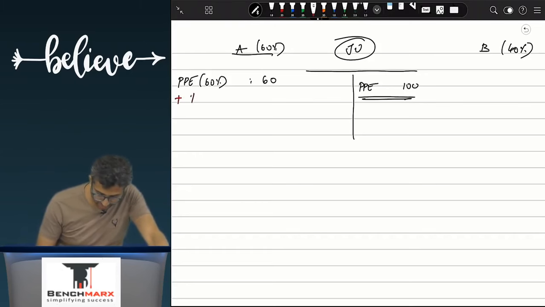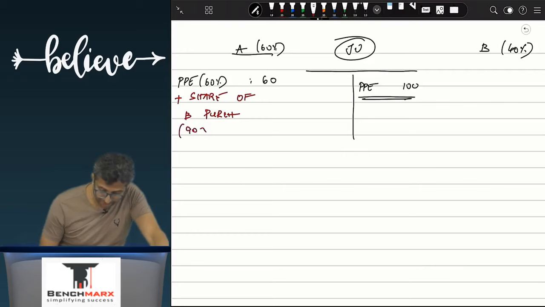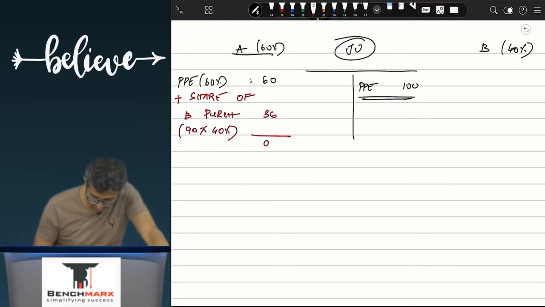To this, the PP purchase is, it is like the share of B in the PP purchased. So, this will be 90 into 40%, that comes to what? 36. And hence, your total comes to what? 96.